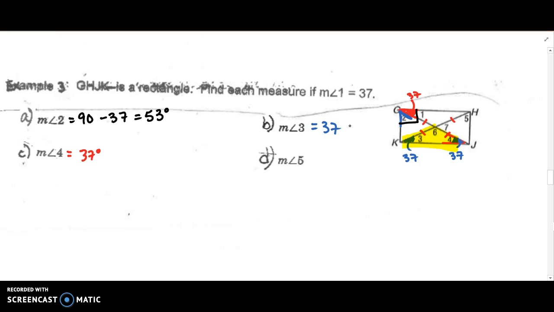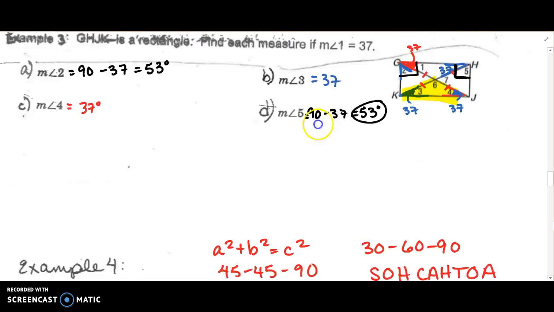And then the last one, angle 5, perhaps you used a Z at the angle next to 5, because if I can figure that out, then I know that those two angles combined are 90 degrees. So 90 minus 37 gives me 53 degrees for angle 5. You actually had to find an angle next door and then find angle 5. Okay, so that's example 3.